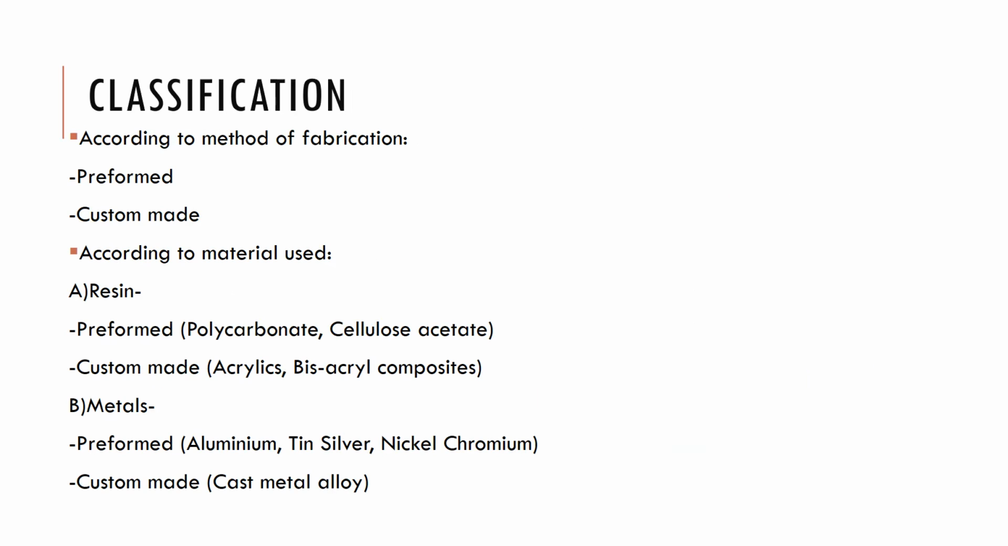Coming to the classification. According to the method of fabrication, it is divided into four bases, guys. According to method of fabrication, it is free-form, custom-made. According to material used, it is resin, that is free-form, custom-made, polycarbonate, cellulose acetate, acrylic, bis acryl, composite.